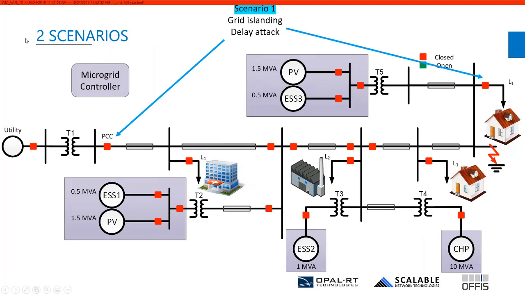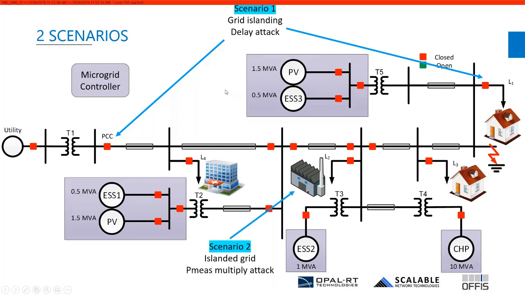We'll have two scenarios. The first being when islanding the grid, we're going to have a delay attack. So what we do when we island the grid here, as there's not enough generational power for all the loads, we need to shed this load here. So this happens automatically by the microgrid control. And we're going to attack the GOOSE message that goes from the microgrid controller to this circuit breaker here and put a delay on it. So we're going to see what effect it can have on the grid.